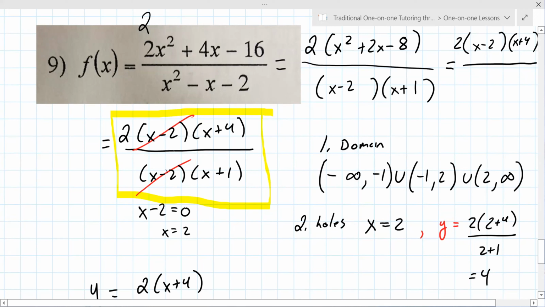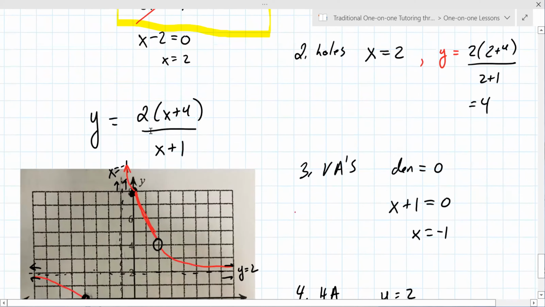And then after that, you find the holes. You check to see if anything cancels out. When you factor, whichever factor cancels is the hole; it tells you where the hole is. So the x value of the hole here would be x equals 2, right? Yes. And you always have to get the y value, because the hole is a place on the graph.